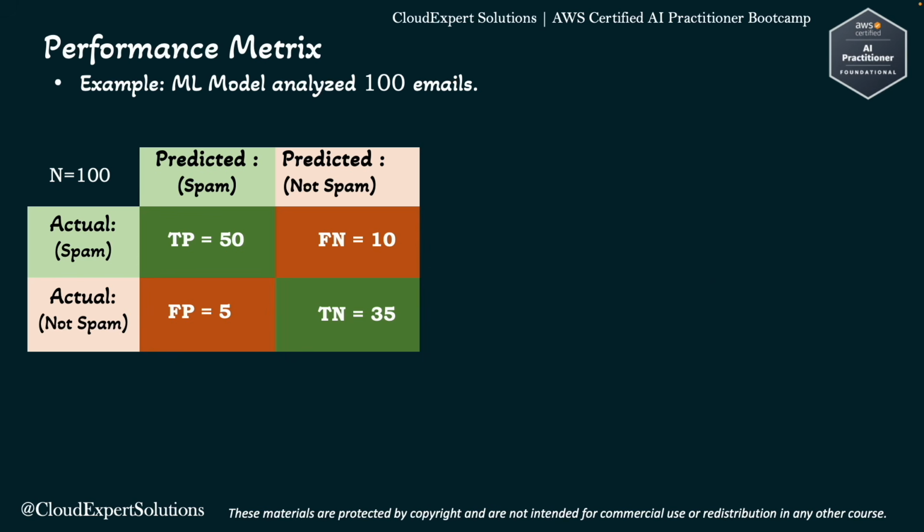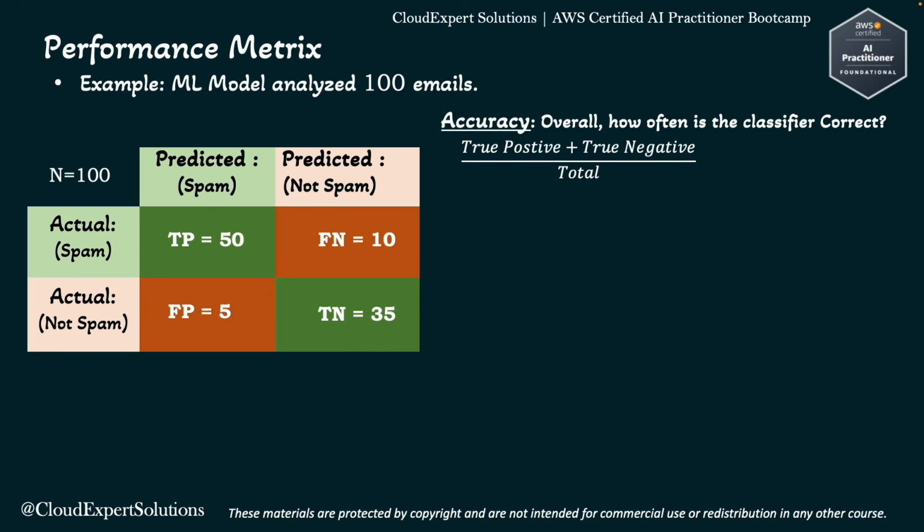Now let's review the accuracy metric first. The accuracy metric measures how often the classifier is correct. To measure the accuracy, the formula is true positive count plus true negative count over the total number of instances.